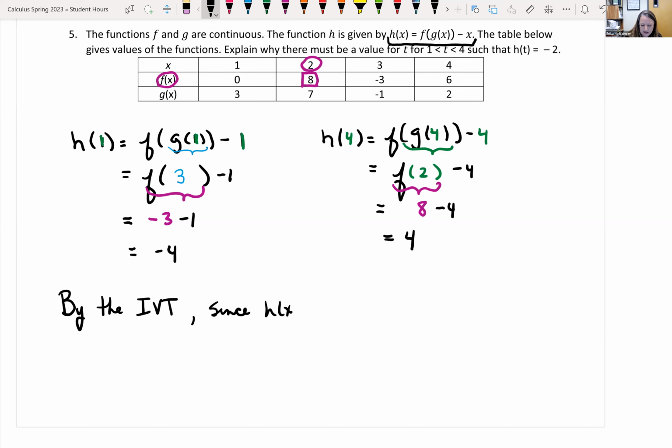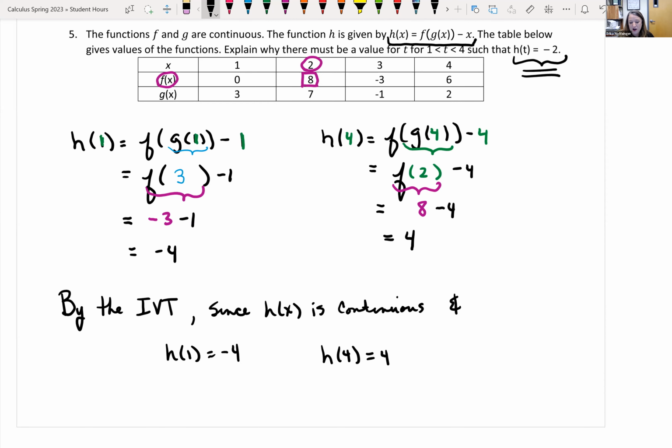since h of x is continuous, and h of 1 is equal to -4, our y value is -4, and h of 4 is 4, there has to hit all these values, y values, in between -4 and 4. And so if I'm hitting all the y values between -4 and 4, then I must also hit a y value of -2.